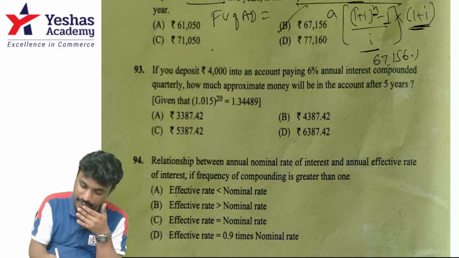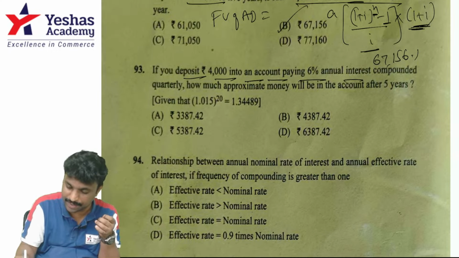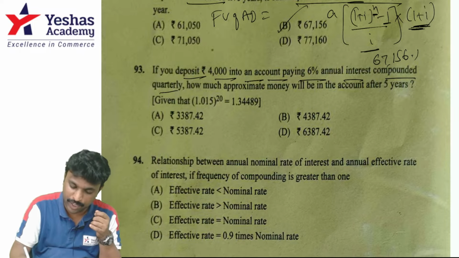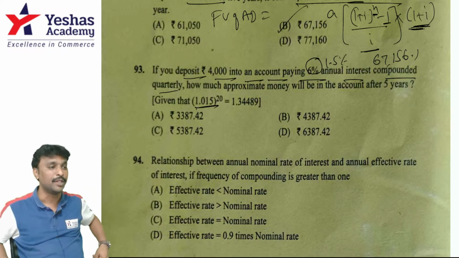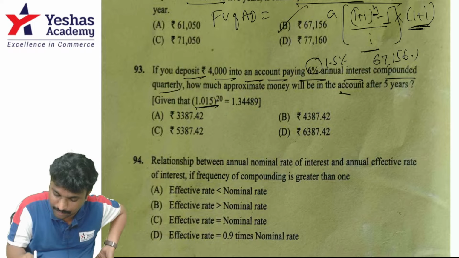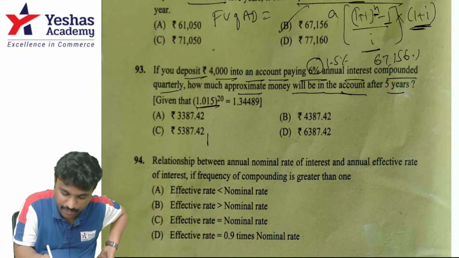Guys, 93rd question. If you deposit 4,000 in an account paying 6% annual interest compounded quarterly. Compounded quarterly means 6% becomes 1.5%, 6 by 4 is 1.5%. They have only done the conversion. So, how much approximate money will be in the account after 5 years? You are asked to find the amount.